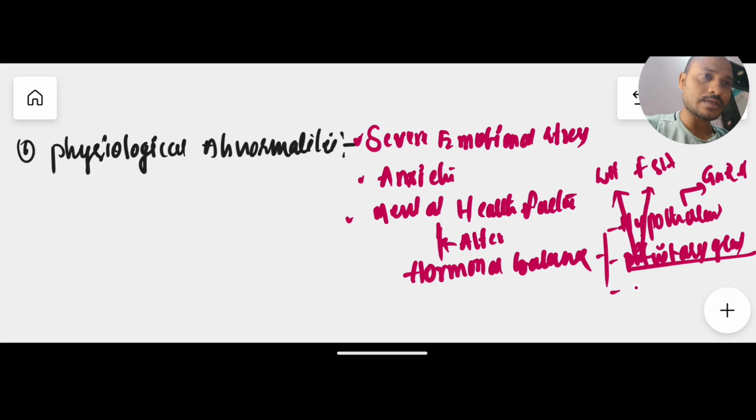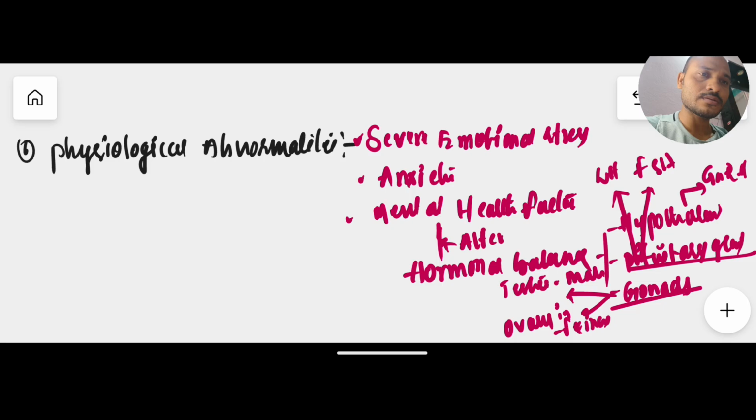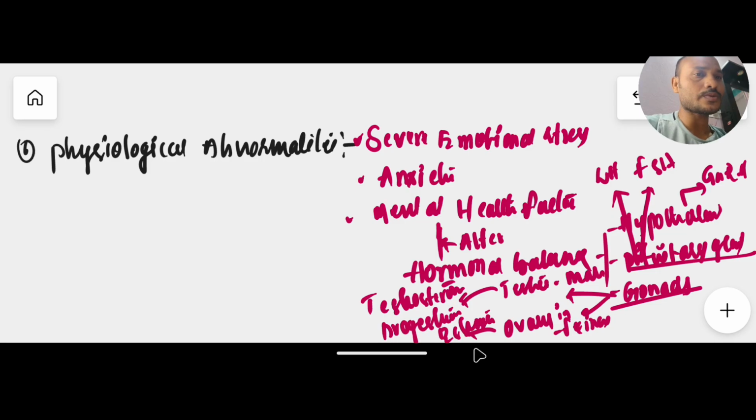And not only that, the gonadal hormones are also affected. Generally, gonads are the testis in males and the ovary in females, and they produce their respective hormones. For example, the testis produce the testosterone hormone, and the ovaries produce two different hormones, mainly progesterone and estrogen. All these different hormones are produced from different glands, and they get disturbed due to physiological abnormalities.